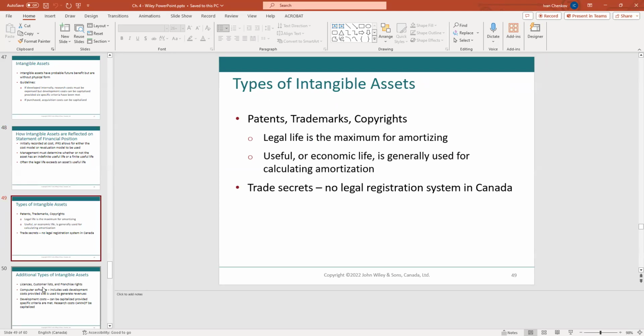What legal life means is, when you buy a patent, you have a contract which binds both parties for the usage of that patent, and that patent can be for 20 years. So the legal life, which is the legal agreement that you sign with the other party, becomes the legal life. And then the useful life will be equal to the legal life, which is 20 years of usage. Useful economic life is generally used for the calculation of amortization.